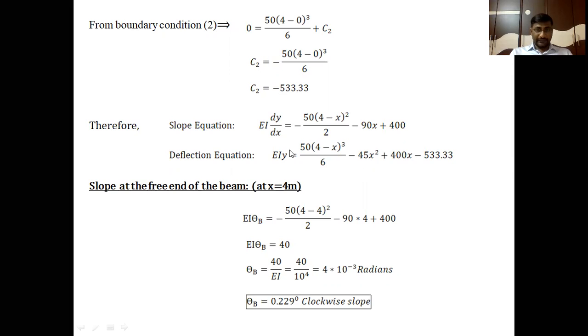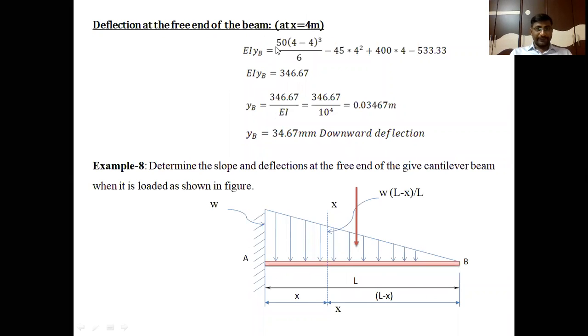Then we will get the deflection at the free end, EIYB. So EIYB is equal to 50 by 6 into (4 minus 4) whole cube, minus 45 into 4 square, plus 400 into 4, minus 533.3, which is the constant. Upon calculation, this 4 minus 4 is 0, so this term is 0 totally. So upon calculation of these terms, we will get 346.67. So YB equal to 346.67 by EI.